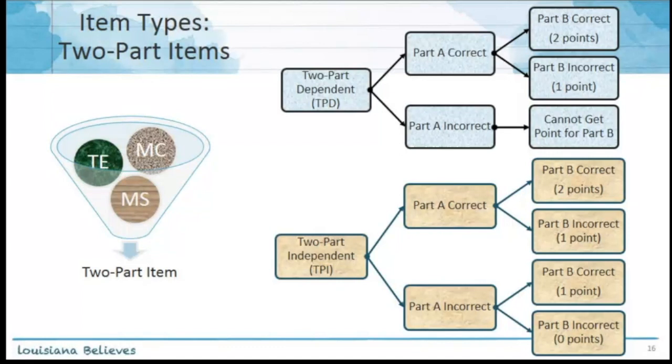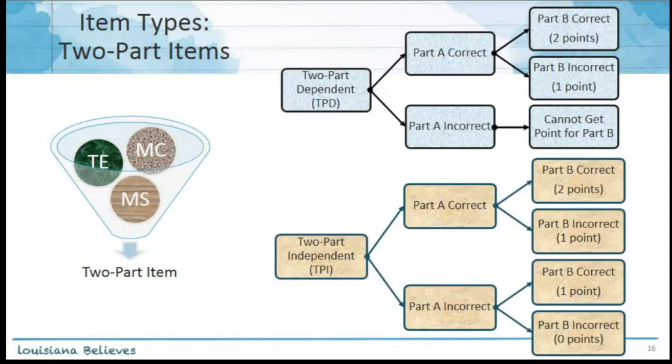In the 2-part dependent, however, it is the type of question that's going to ask a student for evidence, and then part B is going to say, okay, what did you use to support your answer? And because it's asking to support the answer in part A, if they don't get part A right, they cannot get any points for the item. It doesn't matter if they get B right or not, because you cannot support something that you've answered incorrectly. So they would get 2 points if they got A and B right, but they get 0 points if A is incorrect. Okay, so they cannot get any points for that.